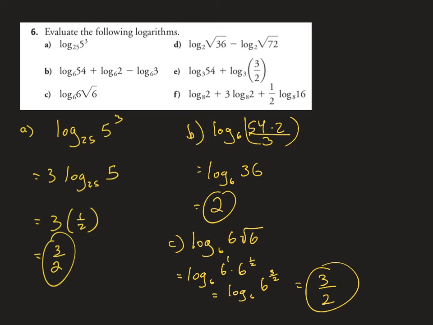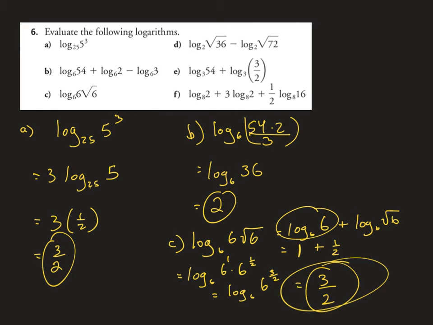Another way we could have done it is we could have said this is equal to log base 6 of 6 plus log base 6 of root 6, which is, this is just 1. Log base 6 of 6 is 1, plus, well, 6 to the 1/2 is the same as the square root of 6, so this is plus 1/2, and that, again, equals 3/2. Right? 2/2 plus 1/2 is 3/2.